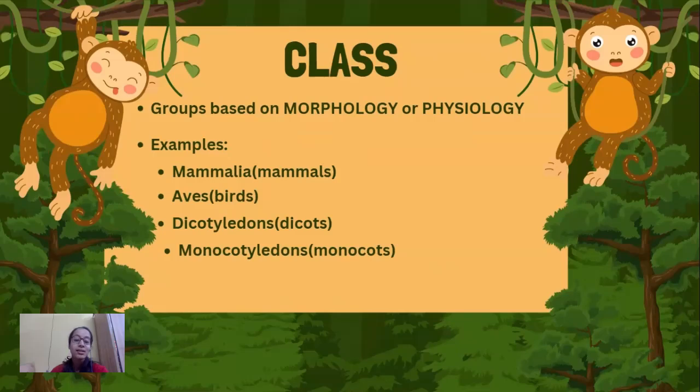Class. Class is the next level. It groups organisms based on morphology and physiology. In animals, Mammalia includes all mammals, Aves includes birds. In plants, Dicotyledonae consists of dicot plants and Monocotyledonae consists of monocot plants.